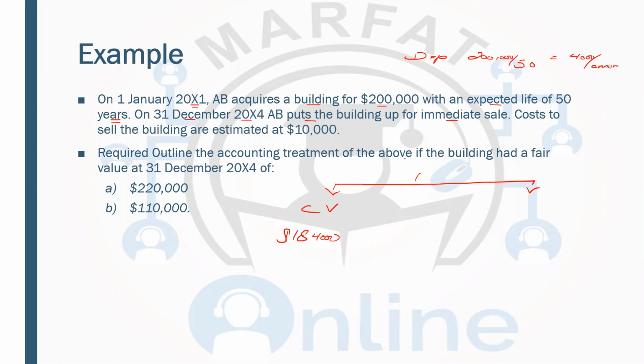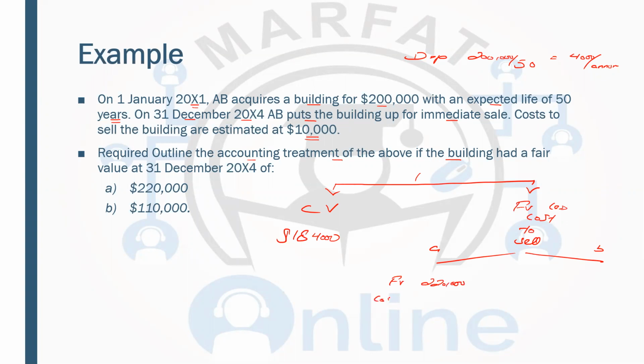The costs to sell the building are estimated at 10,000. We know we now have to take the fair value less costs to sell. Required, outline the accounting treatment of the above if the building had a fair value. So there are two situations for it. We're going to take two separate situations. This is the A situation, this is the B. So in the A situation, the fair value is 220,000.